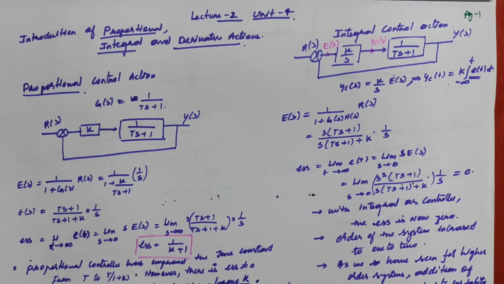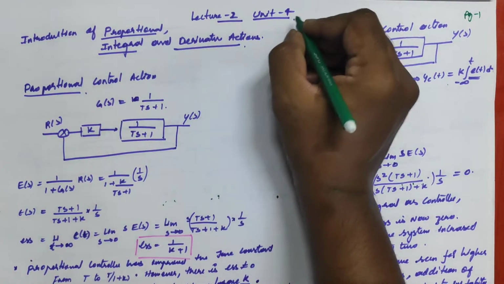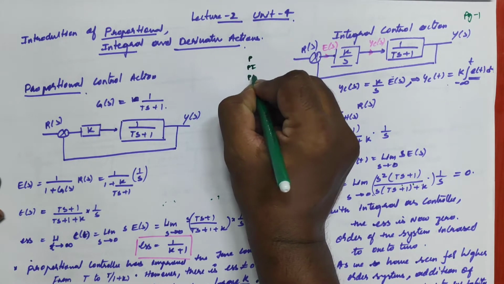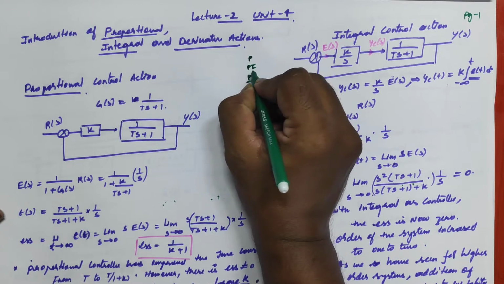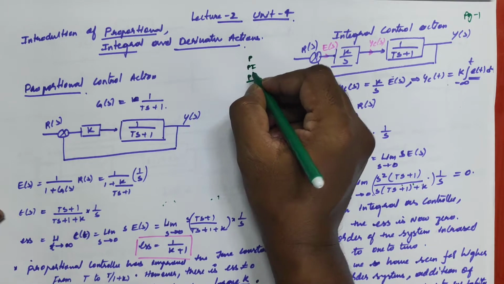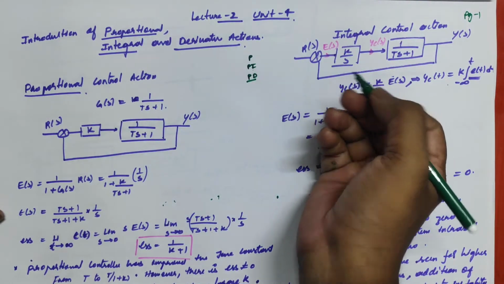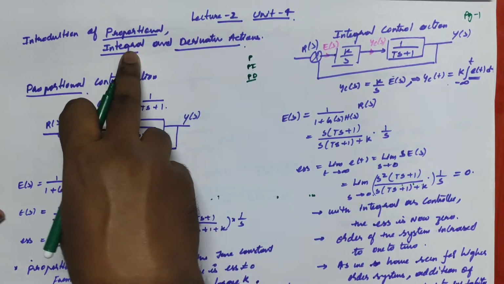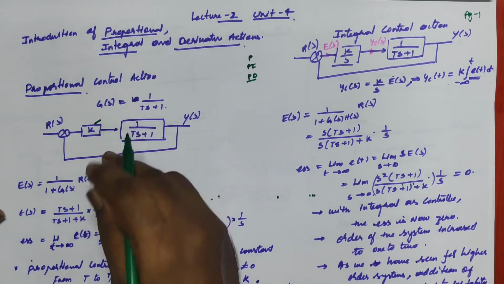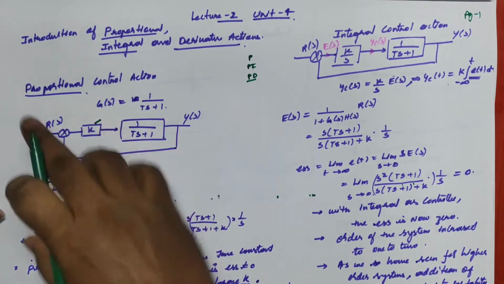And cumulatively we'll see something called P, PI, PD. That means proportional plus integrator and proportional plus derivative. So these are all called adding zeros and poles only. Here we are naming that controller. With the controller we name that K control unit. With that naming we are proceeding now.